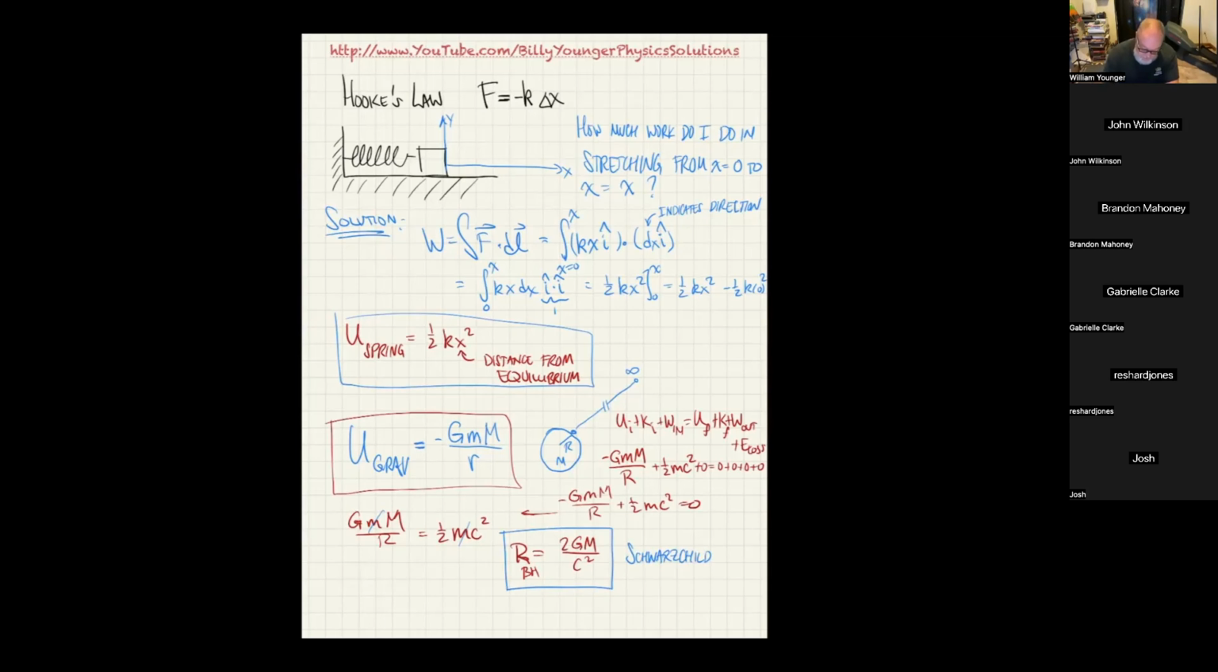And you guys, for extra credit, can determine r black hole for the Earth and r black hole for the sun. So in other words, if you look up the mass of the sun and look up the mass of the Earth, you can quickly do this calculation, turn it in, and I'll give you extra credit for that.